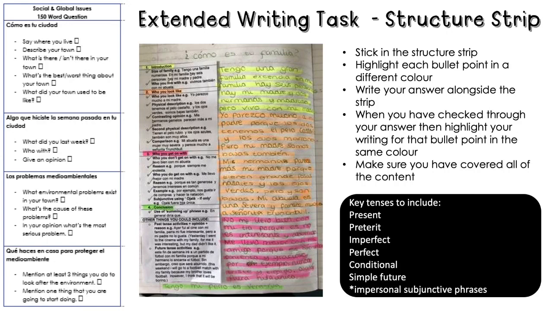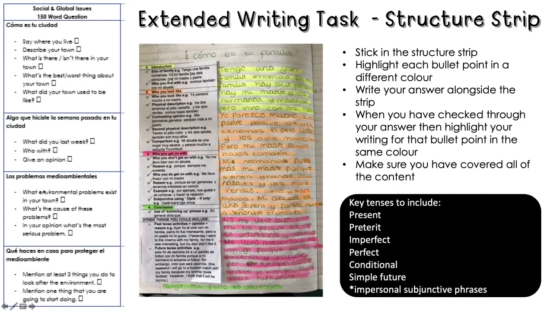Now, second paragraph, something that you did last week in your city. So what did you do last week? So you need to use the past tense. So for example, la semana pasada fui al centro comercial. O la semana pasada me quedé en casa. Last week I stayed at home. Who with? So who were you with? Friends, family, and give an opinion. Yeah? So just give an opinion about the activity you did last week.